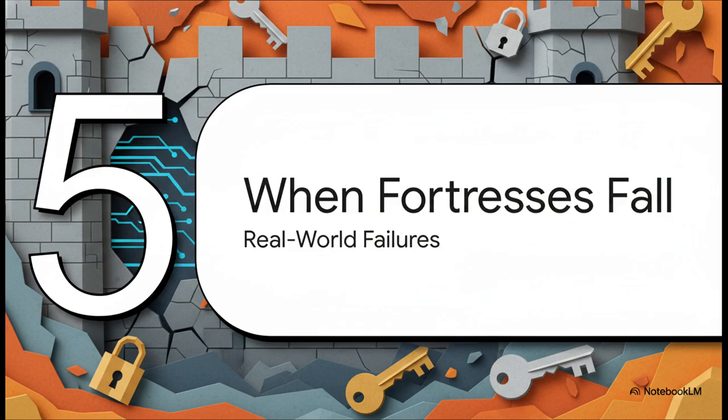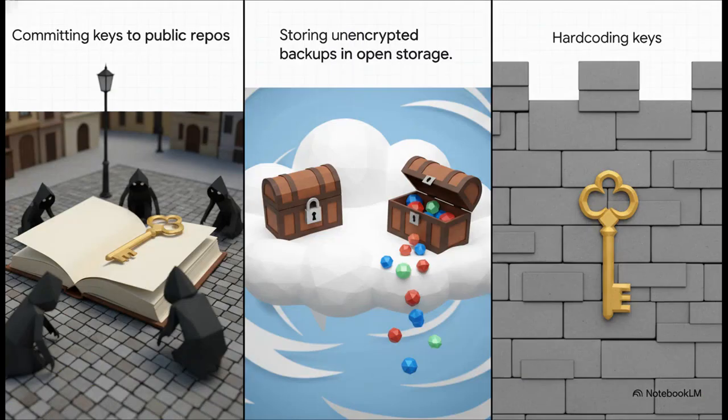So, with all of this incredible technology, how do things still go so wrong? Well, let me tell you, the fortress almost never fails because someone breaks the lock. It fails because someone leaves the key under the doormat. And these are just the classic, heartbreaking mistakes you see all the time.